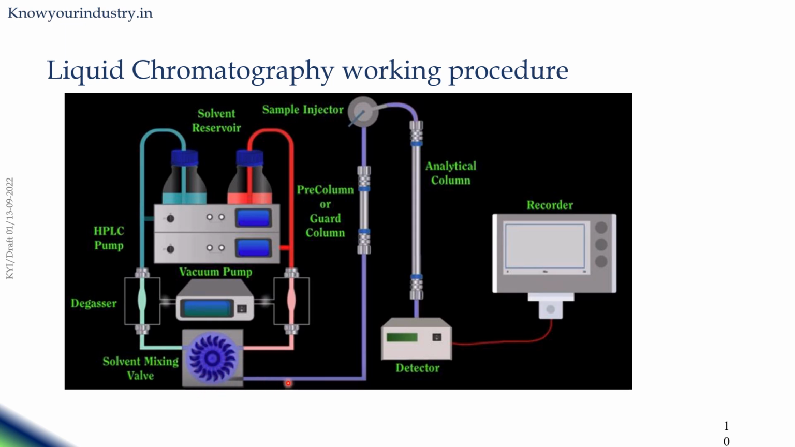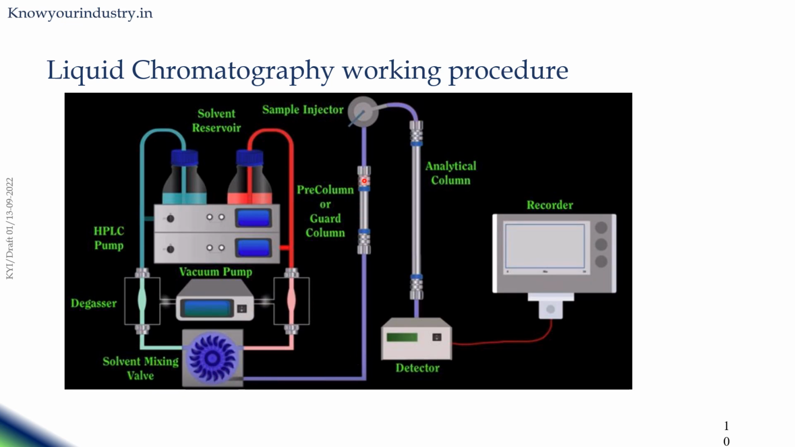Then the mixed mobile phase goes through the guard column, which is used to increase the life of the critical, important column, the analytical column. So guard columns are used to improve the life cycle of the analytical column. So the mobile phase passes through the guard column.